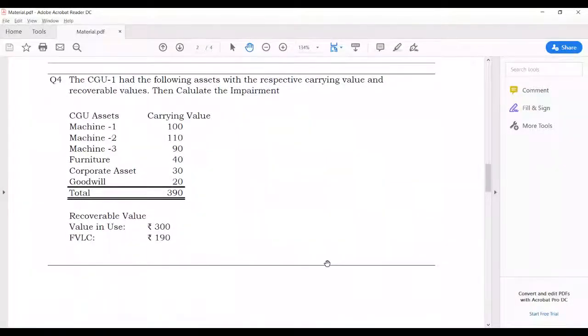Okay. Let's say this is an example where I have a CGU1 which consists of machinery 1, 2, 3, furniture, corporate asset and goodwill. Now let's say the value in use and the fair value less cost of disposal of this CGU are 300 and 190. The total carrying value is 390. Then the recoverable amount, the higher of both, will be 300 and the total carrying value is 390. So the recoverable amount is less than my carrying value. I need to recognize the impairment loss in this scenario, and the 90 rupees impairment loss will be recognized for this CGU. Now the question comes, how am I going to record this 90 rupees impairment loss over these assets?